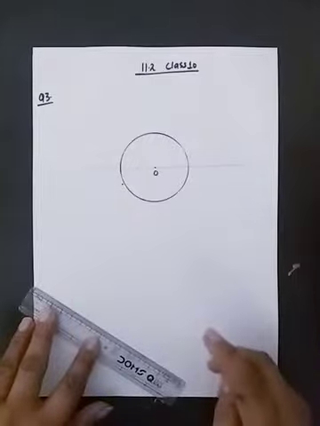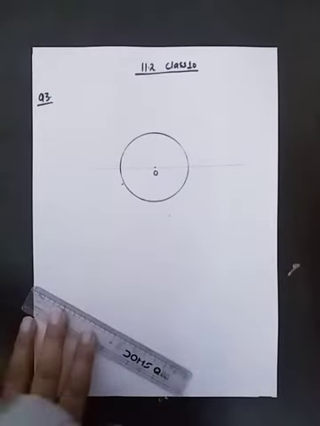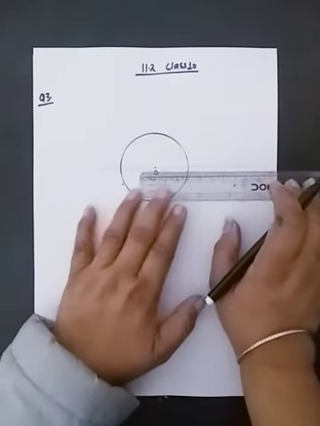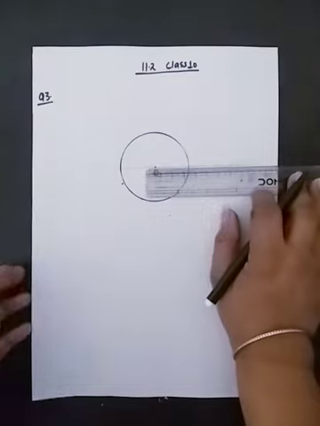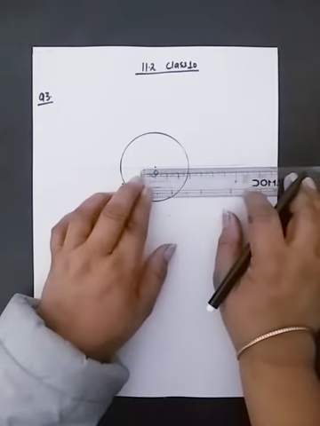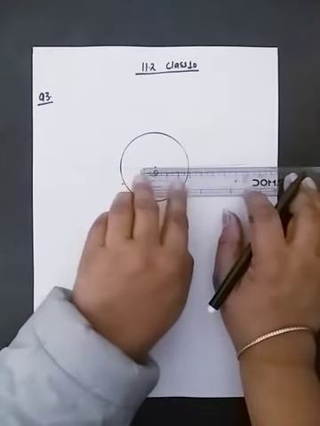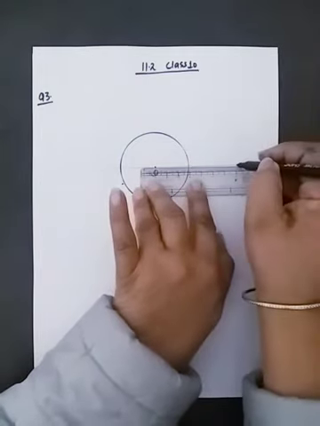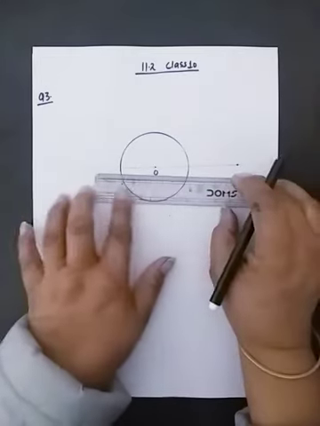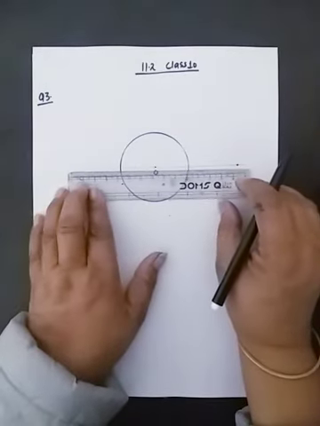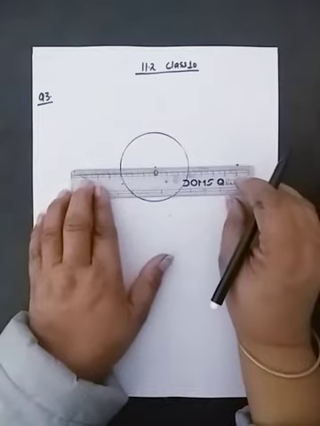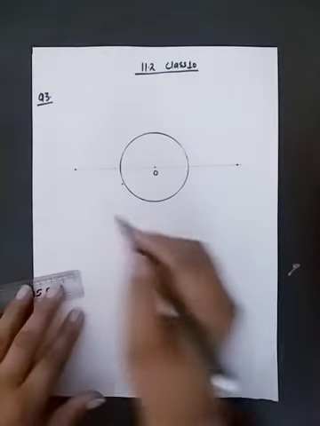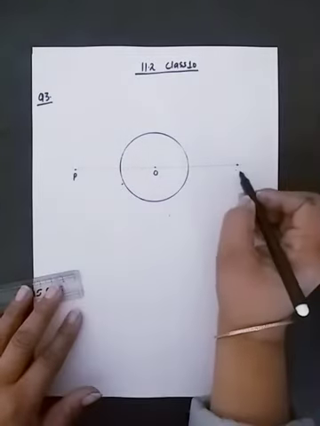So on this line we have to take two points such that each point is at a distance of 7 centimeter from the center of the circle. So here I am marking the first point which is at a distance of 7 centimeter from the center of the circle. So first point is this, and similarly here also we have to mark a point which is at a distance of 7 centimeter from the center of the circle. Let us name these points as P and Q.